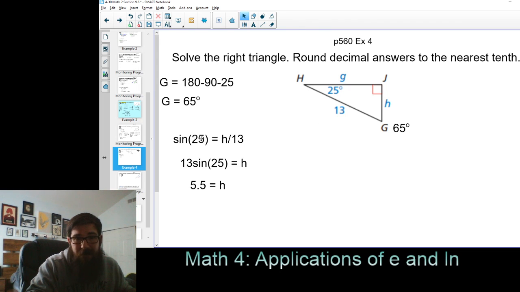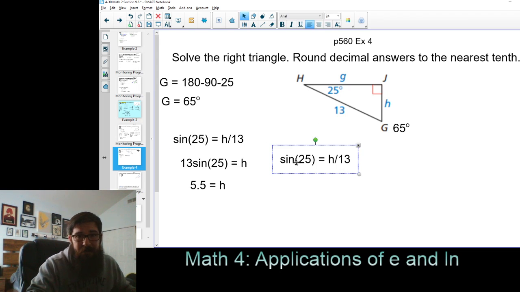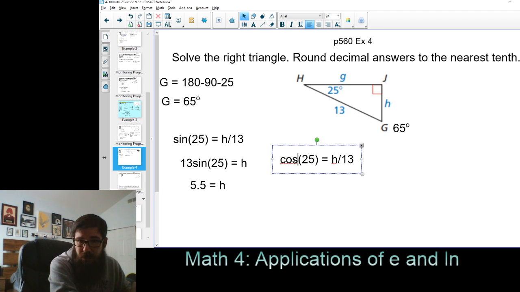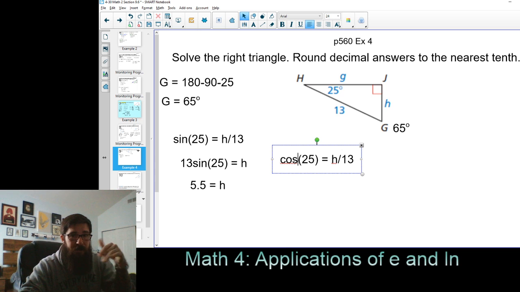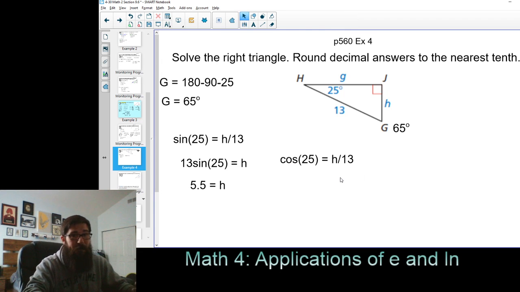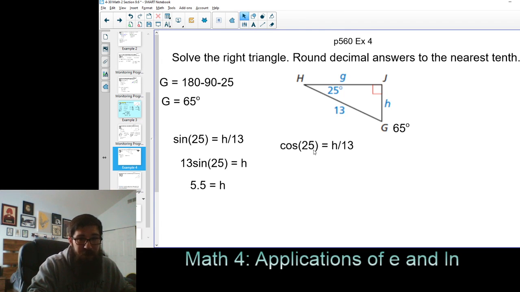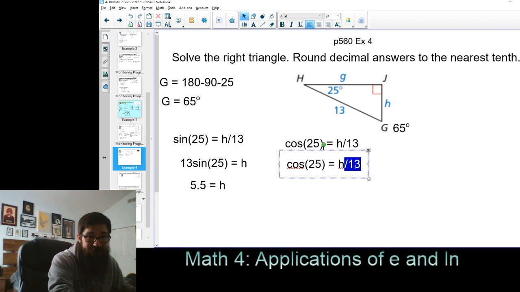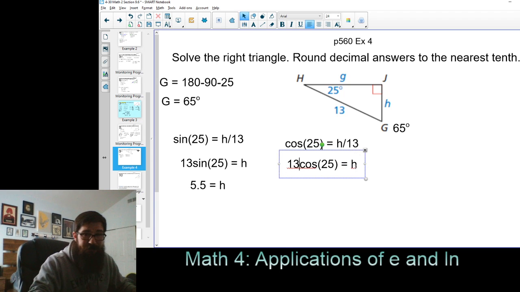I'm going to copy the same basic setup, except from that angle, G is now the adjacent side, so I'm going to switch to cosine. Cosine of 25 is going to be my adjacent G divided by my hypotenuse 13. It's the same setup, it's the same problem, except we just changed the trig function. So what does the algebra look like? Multiply both sides by 13. It was being divided by 13, so you multiply both sides by it.